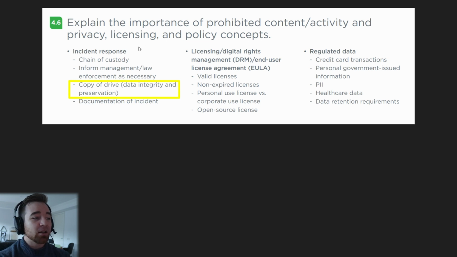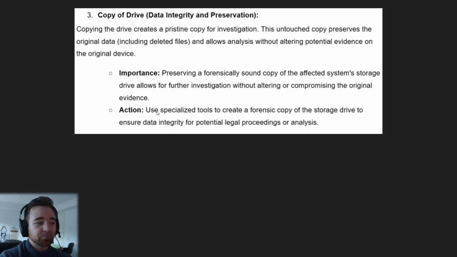When do you inform, this one here, inform management, law enforcement as necessary? At what point do you inform the law enforcement? You need to be able to roughly talk about that. And then documentation of the incident. How do you document an incident? What kind of things do you want to put in documenting the incident? Things to that effect, right?